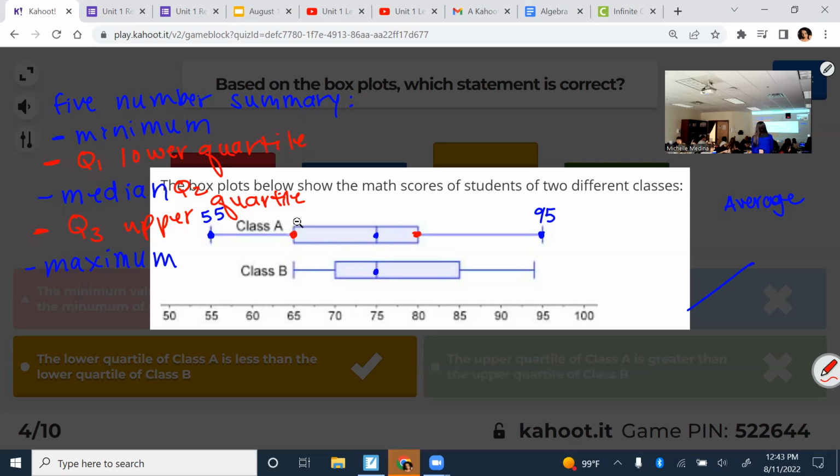The edges of your box are Q1 and Q3. It splits your data into quarters. That's why it says quartile. So here's first quarter, second, third, fourth. Questions on that? Your 5 needed values. So that's why the correct answer was yellow, which says that the lower quartile of class A is less than the lower quartile of class B, isn't it?